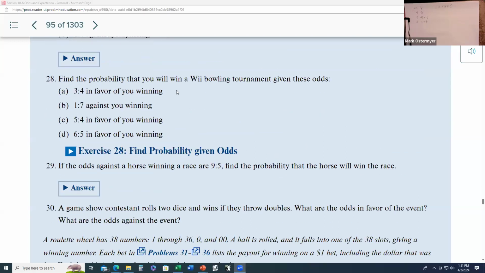Find the probability that you will win a Wii bowling tournament given these odds. Now, ladies and gentlemen, these are odds, okay? All of these in A through D are odds. They want the probability in favor of winning then. So they want you to convert these odds into probabilities. I want you to do 28 A and B for classwork number 2. Convert these odds into probabilities of winning. Go ahead. Classwork number 2. Converting odds to probabilities.